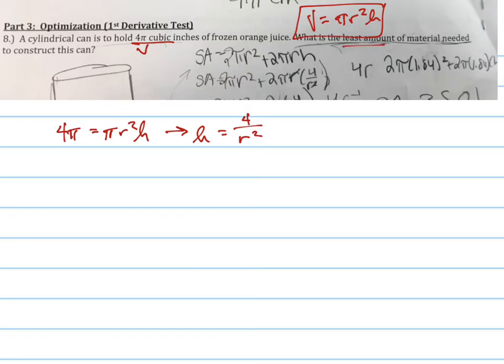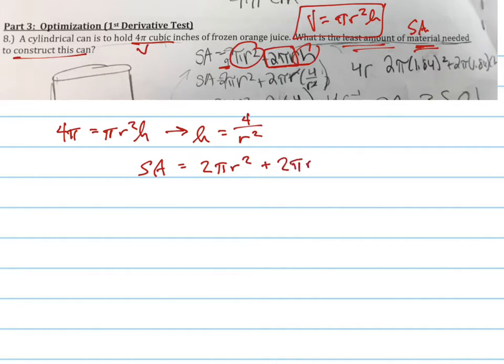Now it says, what's the least amount of material needed? So this is going to be a surface area problem to construct this can. Well, the can's going to have a top and bottom, so there's going to be 2 pi r squared, and then it's going to have a lateral area, which is the circumference, 2 pi r, times the height. That formula is correct there. So let's write this out. We're trying to minimize the surface area, which equals 2 pi r squared plus 2 pi r h.